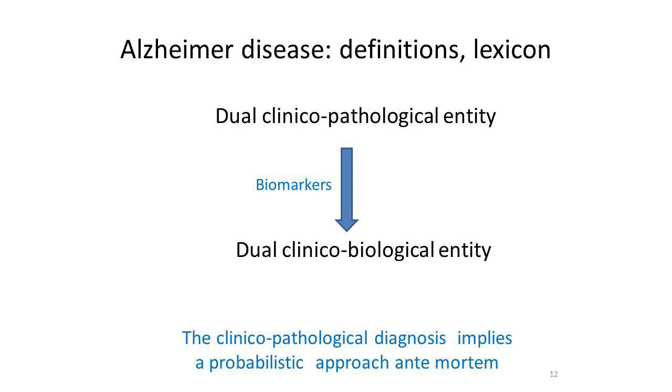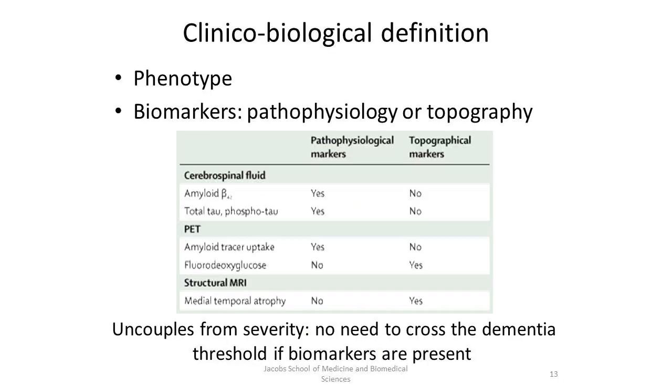And with a lot of research going on, it's becoming more of a clinical biological entity using biomarkers. Before, it was clinical pathological: you had clinical symptoms and you had the pathology after death. Now with the biomarkers, it becomes clinical biological. You have the clinical symptoms and you can use these biomarkers to increase your diagnostic certainty. Unfortunately, we are learning that it's still not the absolute test, but it really improves your diagnostic certainty.